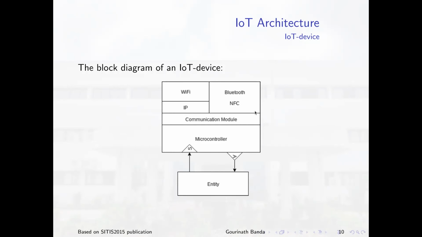Depending on how many communication mediums are there, accordingly we will be having those interfaces. For instance, it would be having a Wi-Fi interface, it would be having an Ethernet interface, it would be having a USB based communication or Bluetooth and NFC, right?